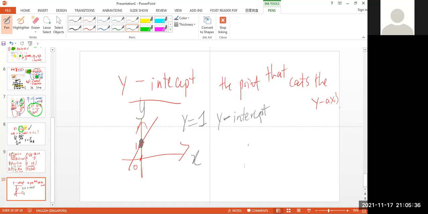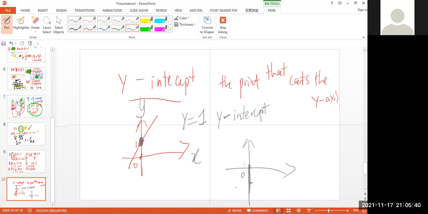Okay, so what if I give you another question? This is 0, this is minus 1, and then the curve is this. So the y-intercept is this. So this is your y-axis, this is your x-axis. So in this case, the point that it cuts the y-axis is minus 1, right? So the y-intercept in this case is y equals -1. So this is the y-intercept for this question.